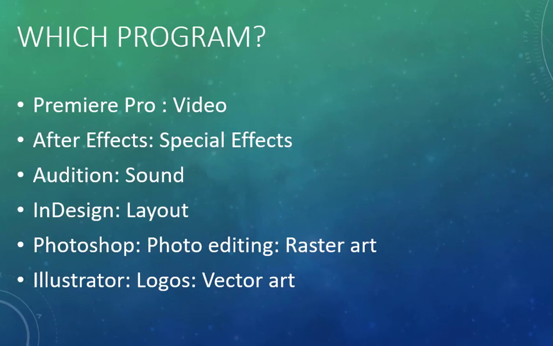First of all, we started talking about which programs are best to use for what you're creating when using Adobe. Premiere Pro is used for videos, After Effects for special effects, Audition is a sound editor, InDesign you get to do layout, Photoshop is photo editing, which is raster art, and then Illustrator is where you're going to create vector art, which is commonly used for logos. So we have established that After Effects is the editing software that we need to use to create the special effects that we desire to create.